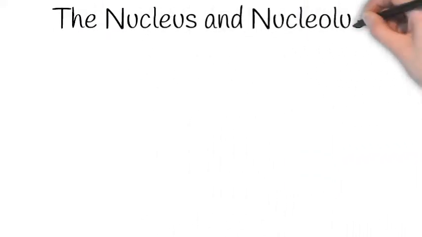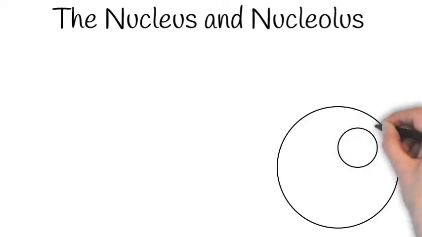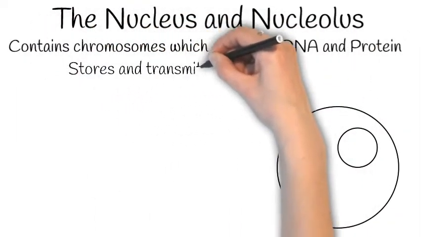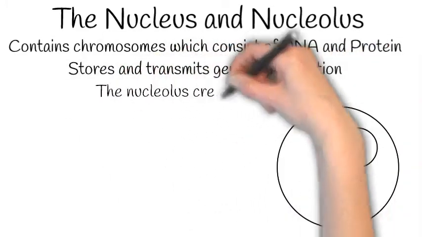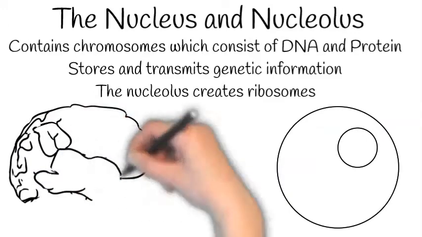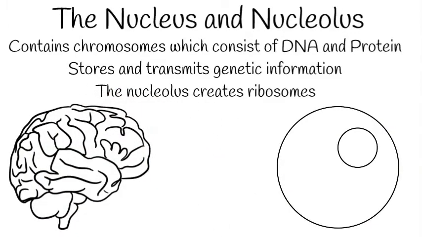The nucleus contains DNA wrapped around proteins which are called chromosomes. Its role is to store and transmit the genetic information. It acts as the brain of the cell, controlling everything that happens in the cell. Inside the nucleus is the nucleolus, which is where the ribosomes are made.